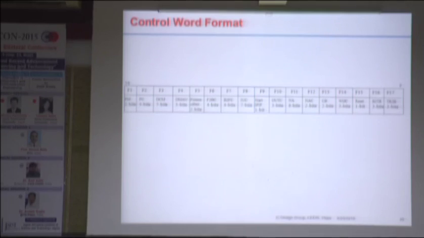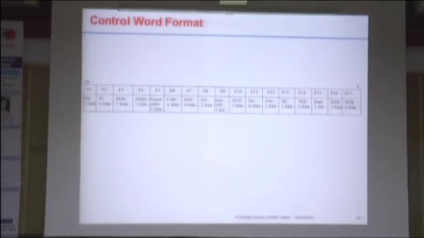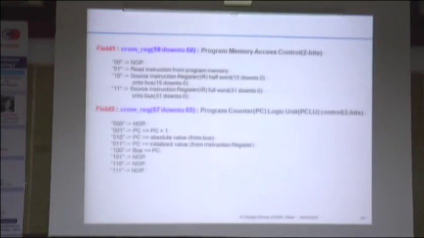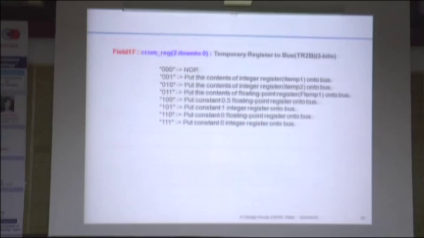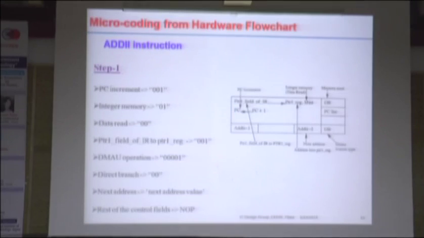So all the fields are defined. This is a 60-bit control word. We have defined the fields for all the operations. You can see the details here. Field 1 will be the program memory access controls, and we have encoded these 2 bits. When 00, no operation. When 01, it will read the instruction from program memory. In this way, we have encoded all the control fields, all the 17 control fields. And now we have to derive the control words from the hardware flowcharts.